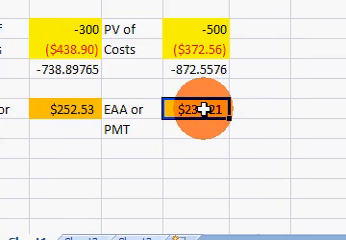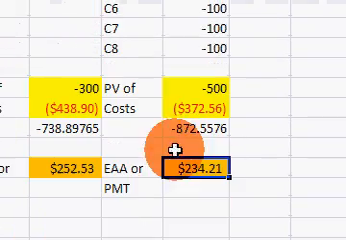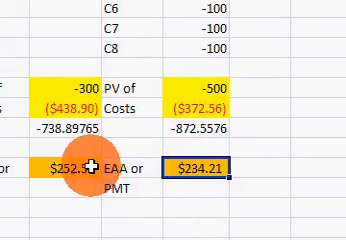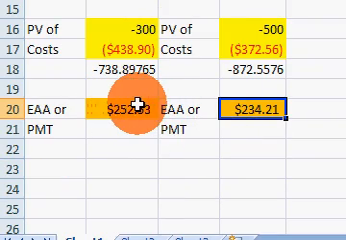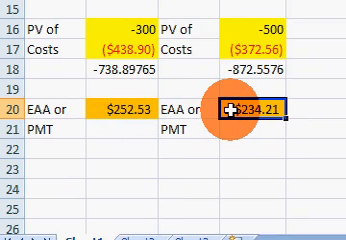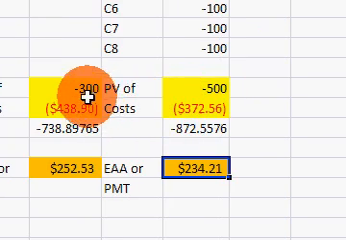So the Luxury Air, although more expensive, is the better option to go with, because it saves you not quite $20, but a little close to $20 in savings, thinking about a payment based on it for each year. So that ends our lesson on equivalent annual annuity.